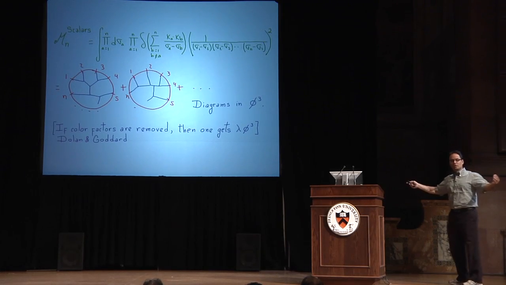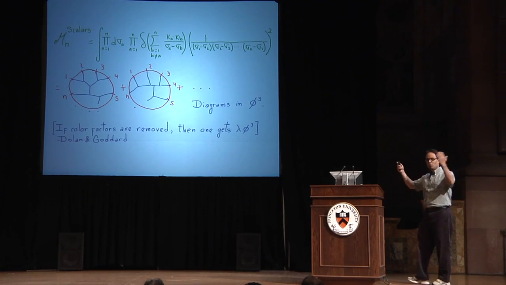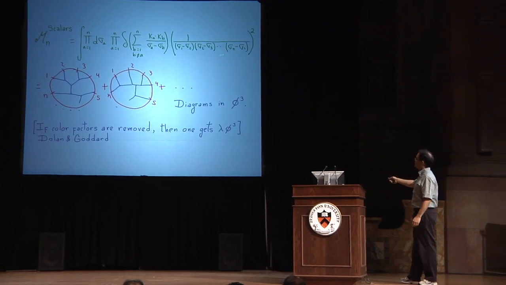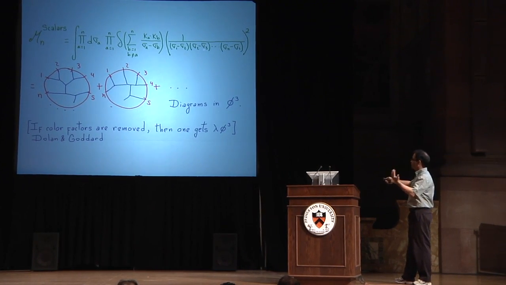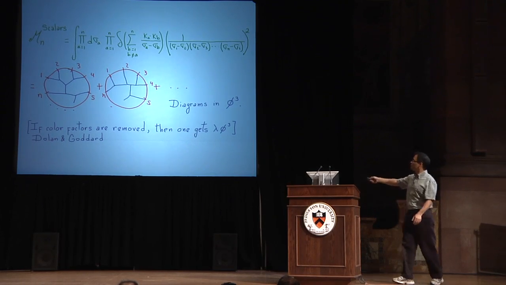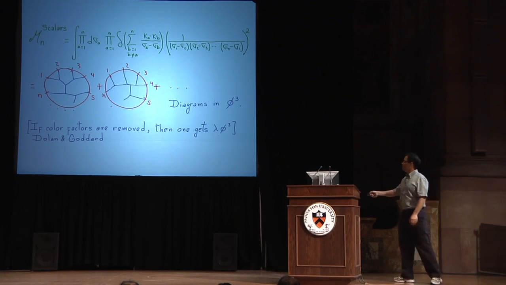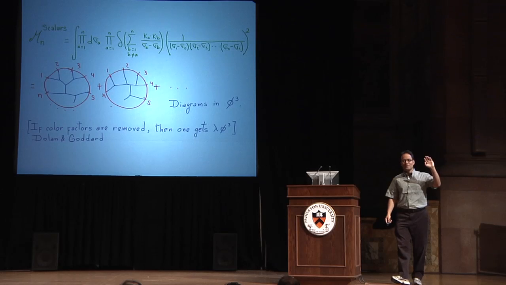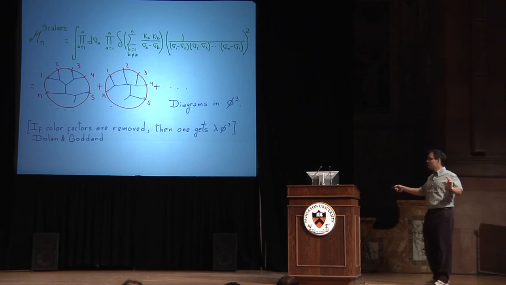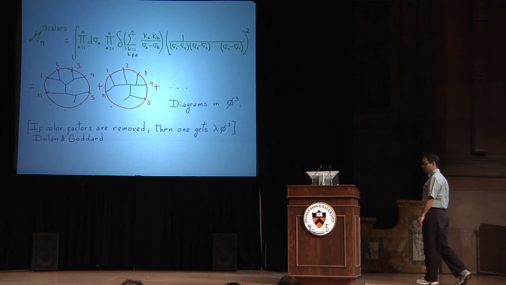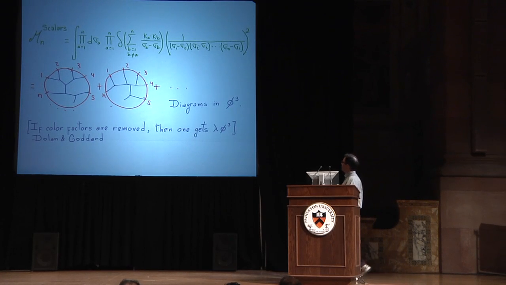Now, one of those pieces, if you expand that out, all those traces and all that, one such piece is something that looks like this, and this computes or is a generating function for all the diagrams in lambda phi cube that can be drawn on a plane with a particular ordering, with the ordering chosen here. But if you remove the color factors, then you get the full answer for lambda phi cube, as Dolan and Goddard proved. All right?